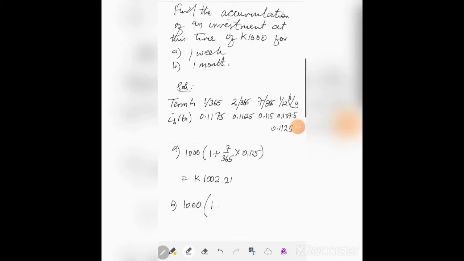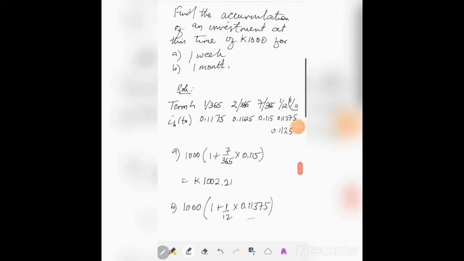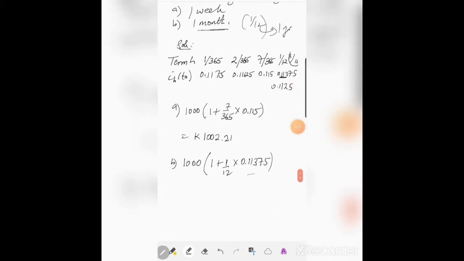A month is 1/12, multiply this by 0.11375, and this 0.11375 is coming from here, because we're talking about 1 month, and the month is 1 by 12. 12 is 1 year. So what do we get here? Here we get 1,009.48. So this is how we apply the nominal rates of interest to find the accumulation of an investment.